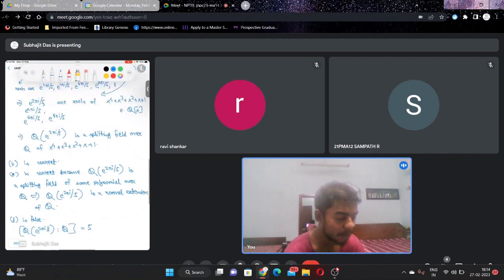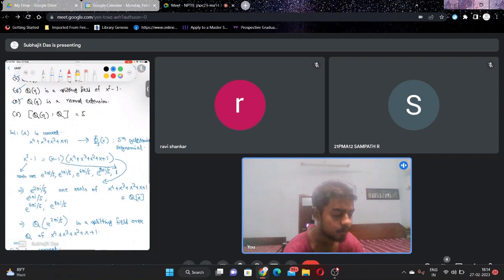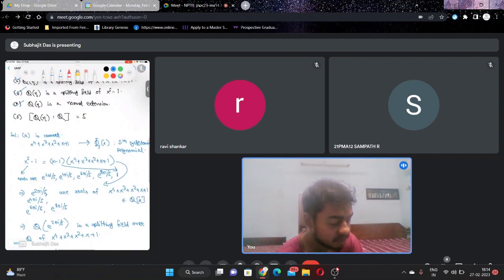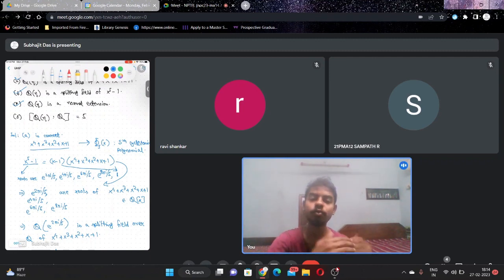Now e to the power 2 pi i by 5, observe that it satisfies two polynomials, right? It satisfies both x to the power 4 plus x cubed plus x squared plus x plus 1, as well as x to the power 5 minus 1. That is, it is a root of both these two non-zero polynomials. But we want the polynomial with minimal degree, right?